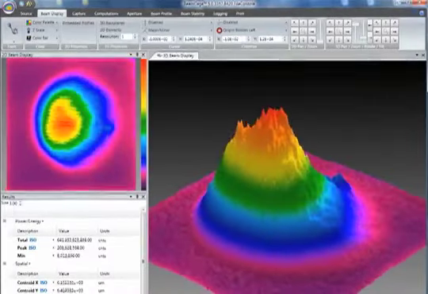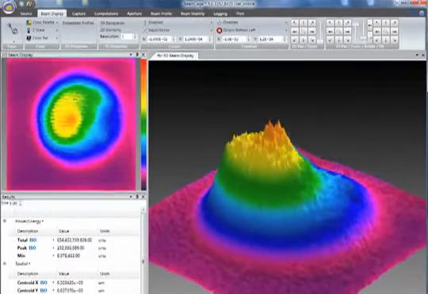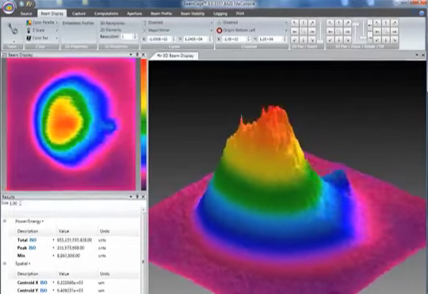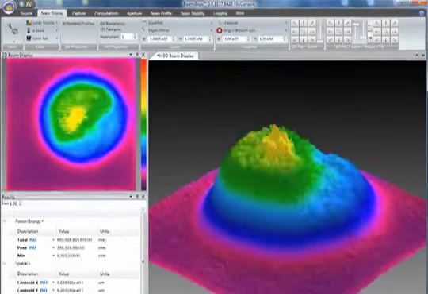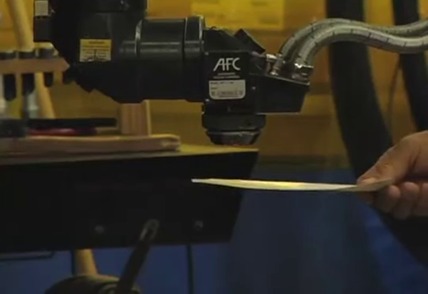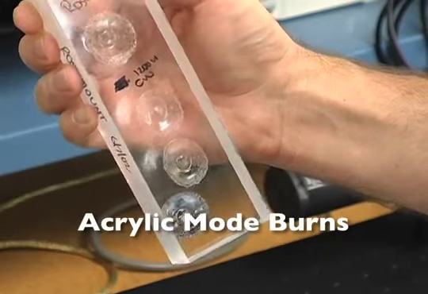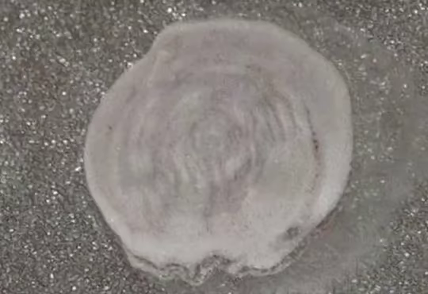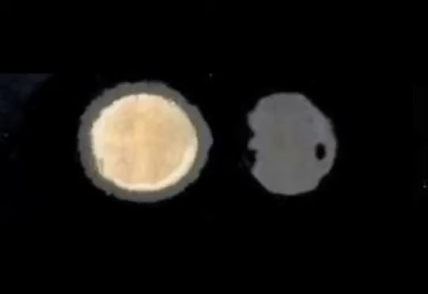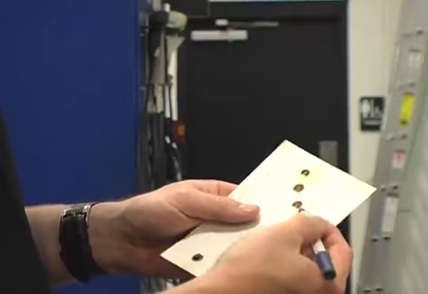Spiricon's BeamGage software presents 2- and 3-dimensional real-time images of the beam that are visually easy to understand. Historical methods of measuring a laser beam include burn papers, wall projections, fluorescent surfaces, and acrylic mode burns. These qualitative methods are not real-time and do not provide enough information about laser performance to be useful.